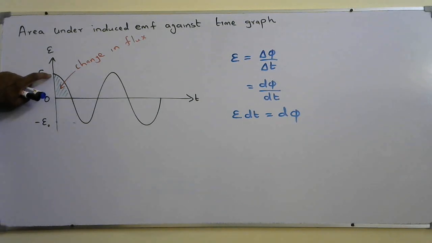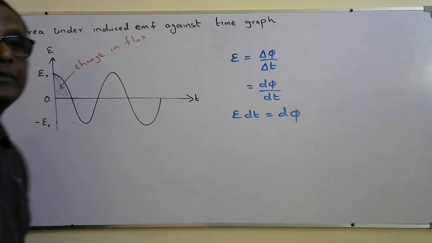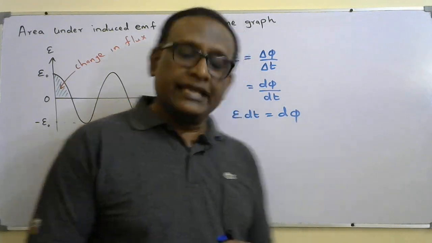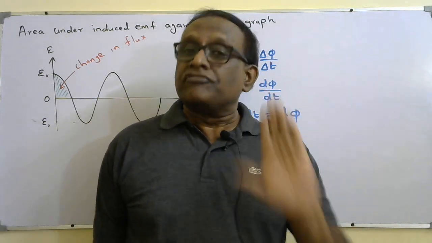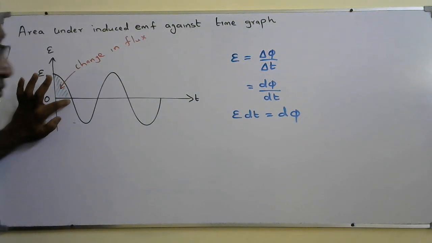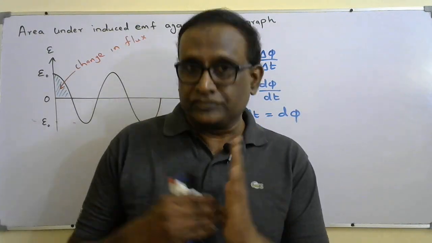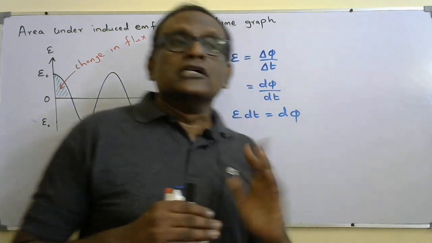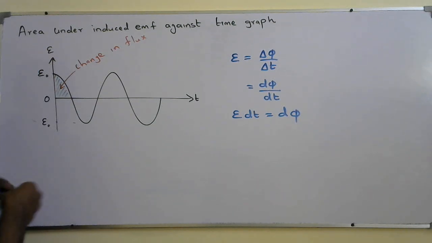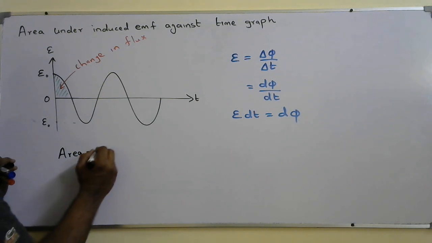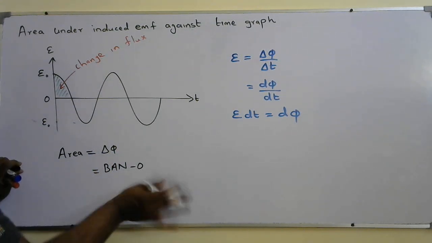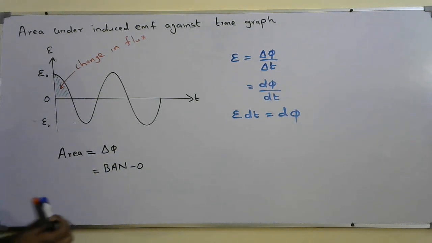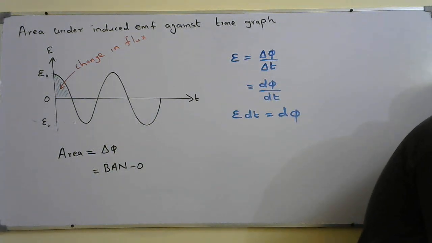So when the induced EMF is maximum, I already told that the flux linkage will be equal to zero. I already told that, with equations also. When the induced EMF is maximum, at that point the field lines are parallel to the plane of the coil and the flux linkage equals zero. When the induced EMF becomes zero, at that instant the field lines are perpendicular to the plane of the coil and the flux linkage is maximum. So you can find the change in flux linkage. Say the coil has N number of turns and the area of cross section is A. The area, the shaded area, equals the change in flux, which is BAN minus 0. So if A is given, N is given, you can find the magnetic field strength. That type of question appeared in the past paper.